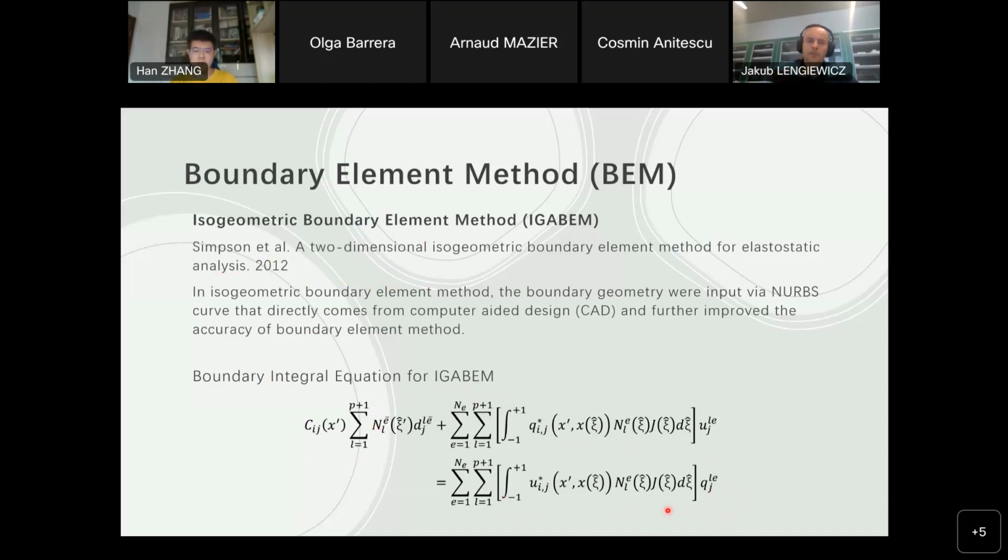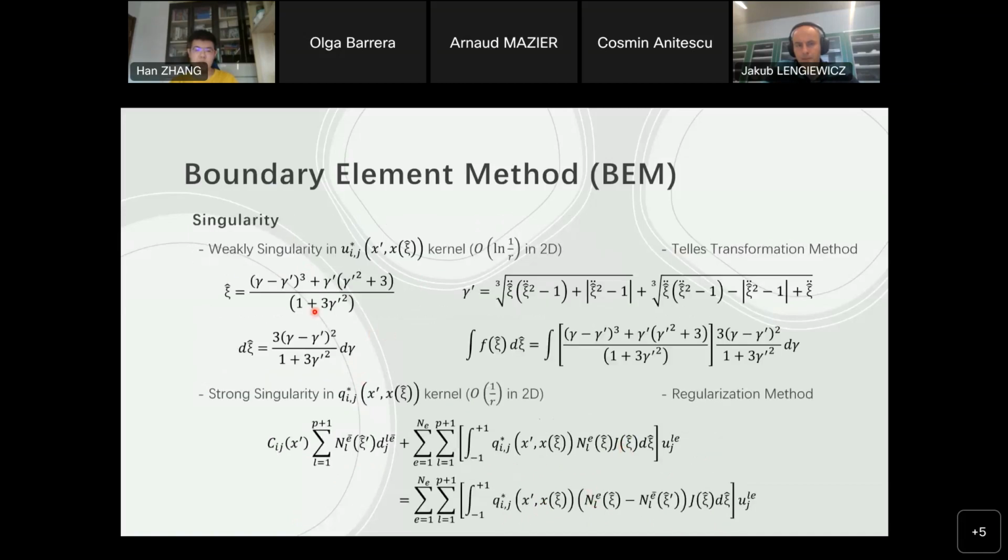Firstly, it's about the singularity. We may find there's a weak singularity happening with the U star kernel, and strong singularity happening with the Q star kernel for Laplace equations. To solve the singularity, firstly, for weak singularity, the most common way is to use a transformation method, which introduces a new parameter, let's say gamma here, to force the integration to have value equal to 0 at the singular point.